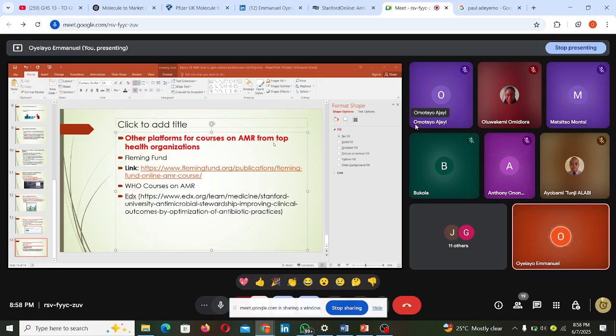And one thing that is very important is that most of these opportunities, the prestigious ones, ask for abstracts. Once you don't conduct any research and you don't have any abstract, then you won't be able to apply for some of these opportunities.